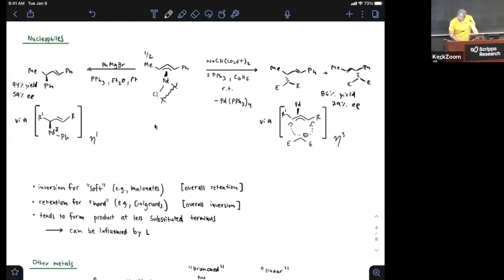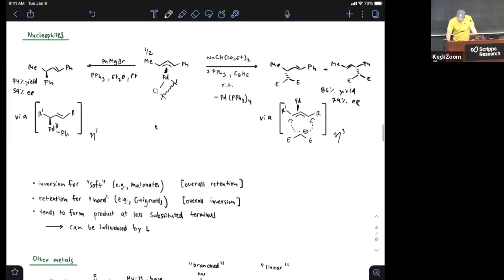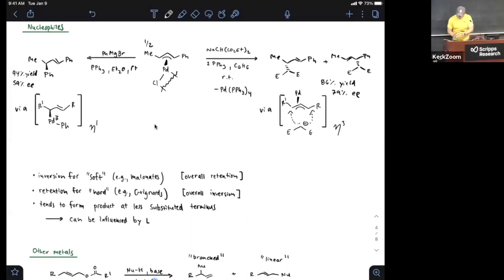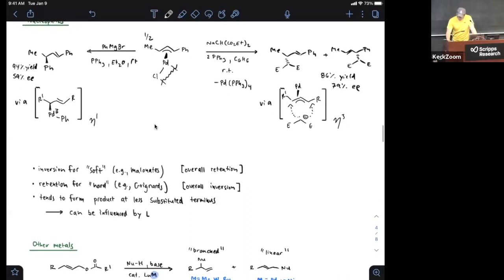Because this reductive elimination now is happening from the sigma form, you would imagine this to be highly sensitive to sterics and thus take place at the, oh, sorry, let me back that up. So with palladium, this happens at the less substituted terminus and will typically give linear products. And that is true with both of these mechanistic paradigms, soft or hard. But you can tune this ratio by the nature of the alkyl.